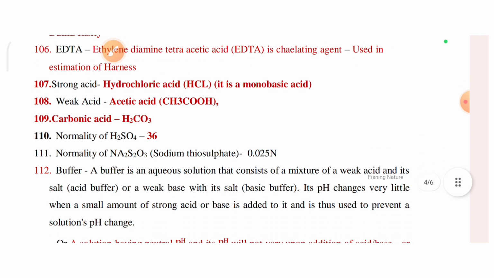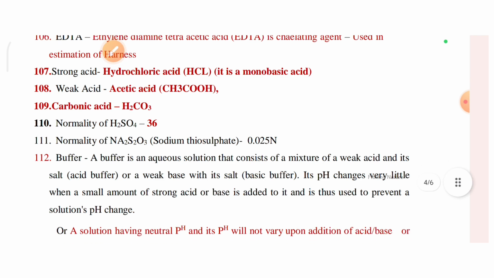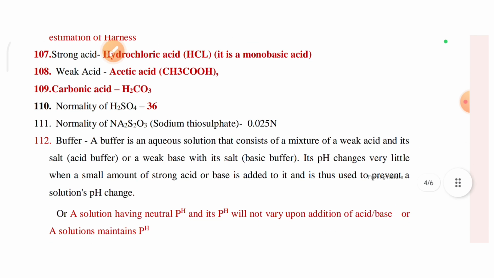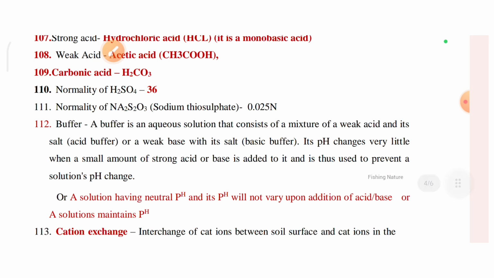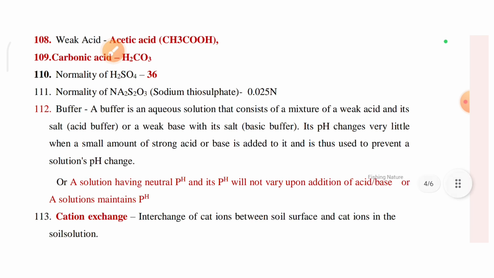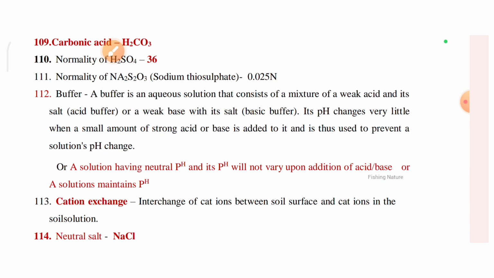Next, strong acid. Which is a strong acid? All of you know that HCl, hydrochloric acid, is a strong acid. Weak acid is acetic acid. Remember those formulas. Next, carbonic acid is H2CO3. Normality of H2SO4 is 36. Normality of Na2S2O3 is 0.025 N. It is a standard sodium thiosulfate.